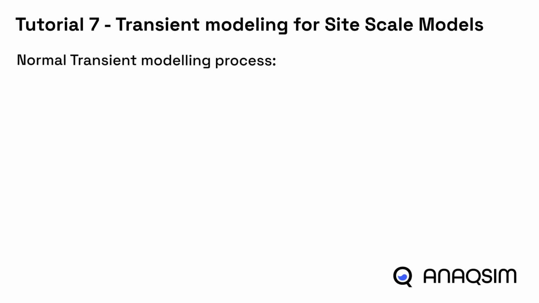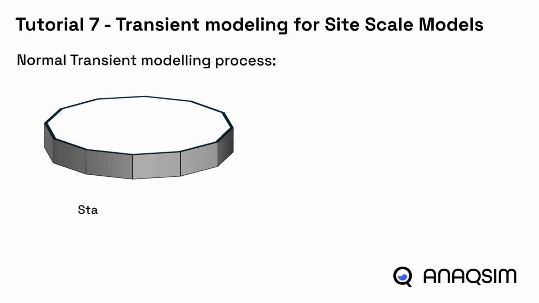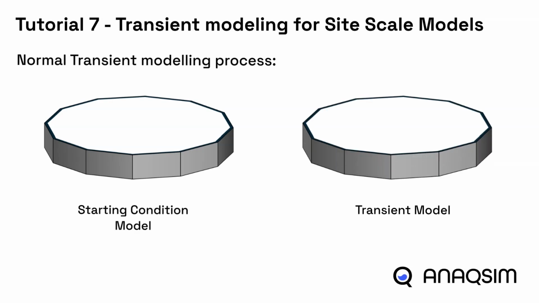Hello again. In this video, we are going to cover a simple method for transient modeling at the site scale. I'll start by saying that normally, a transient simulation involves building two groundwater models. One, a starting condition model, which represents groundwater conditions before your planned project, for example prior to dewatering. And two, a transient model, which forecasts groundwater conditions after introducing your project's stress, for example, during or after dewatering.